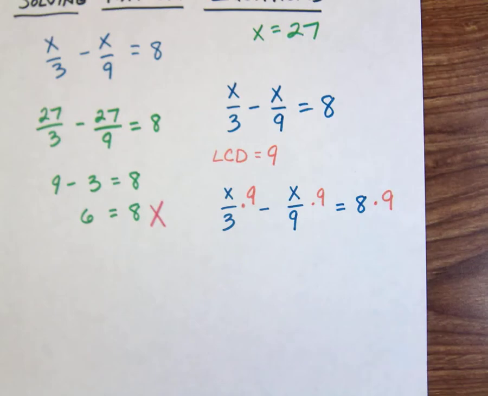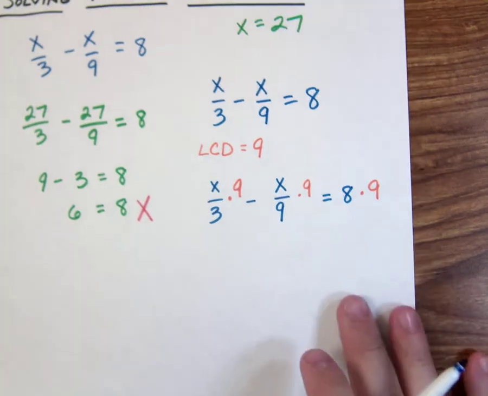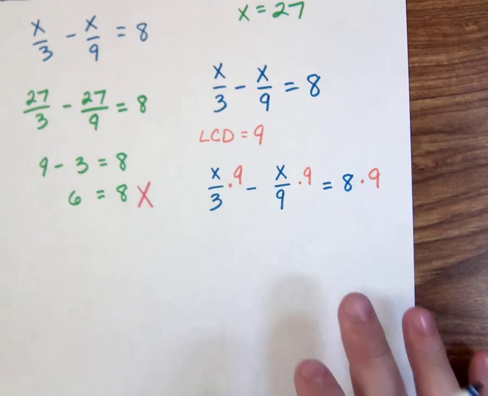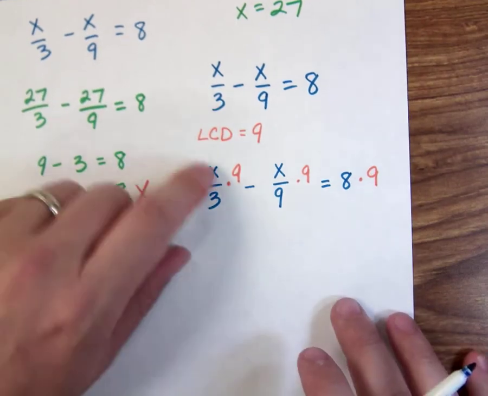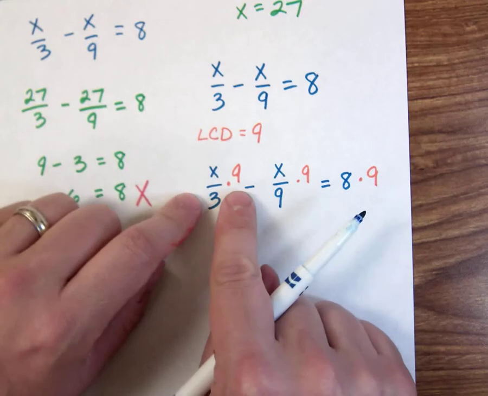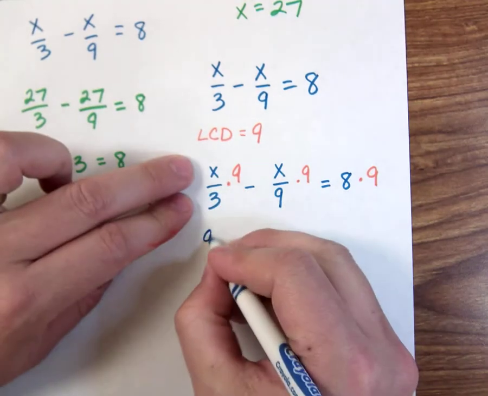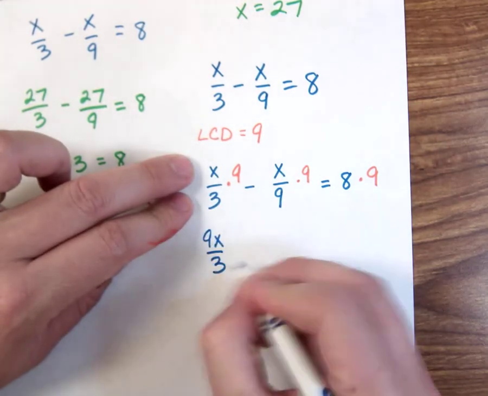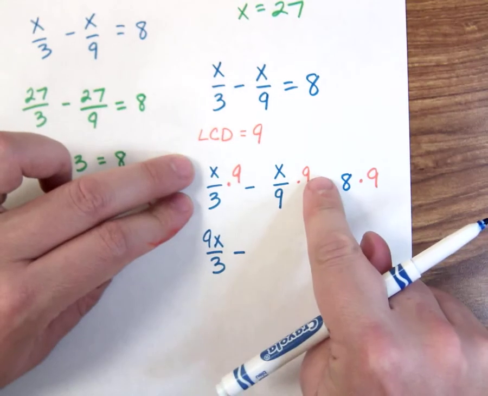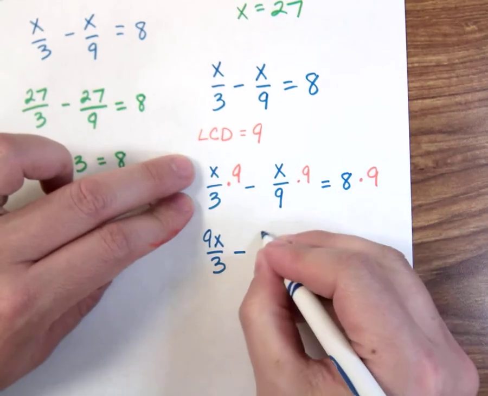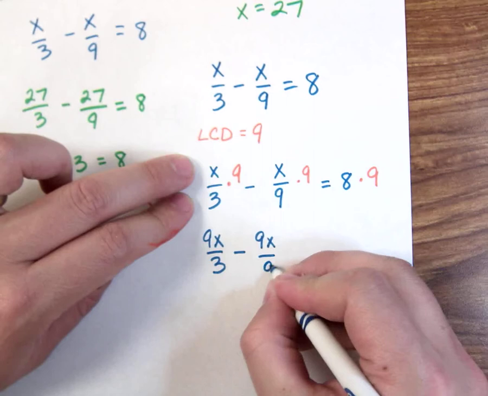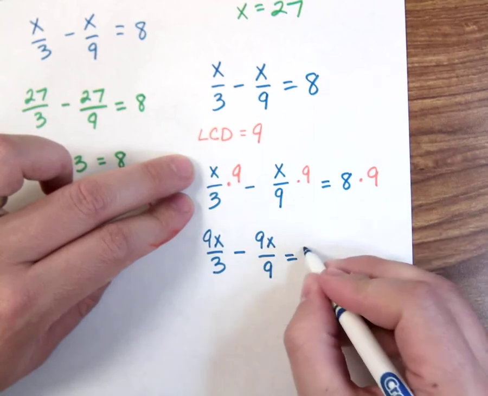We talked last week about how to do some canceling and reducing. We are going to do that eventually, but we're going to keep it simple for now, and we're just going to go ahead and actually multiply these together. So x over 3 times 9 is 9x over 3 minus 9x over 9 equals, and 8 times 9 is 72.